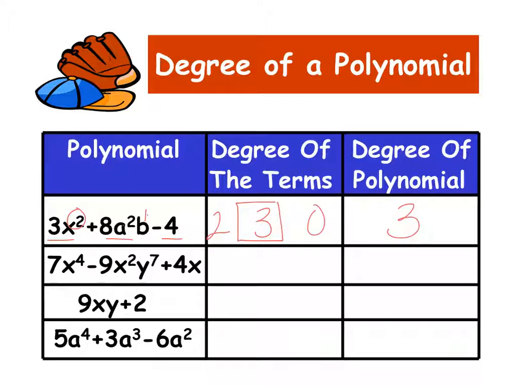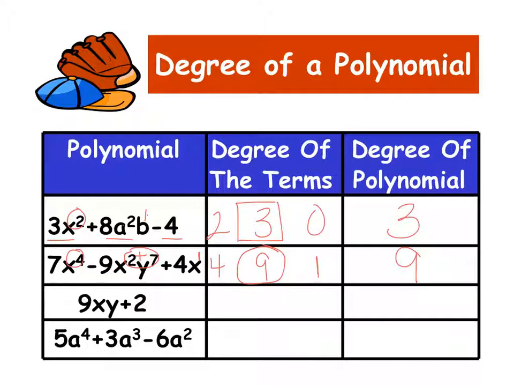Now I'm going to do the same thing with the next two. First term has degree 4. Second term has degree 9 when I add those together. And the last term has a degree of 1. It's not 0 because I have 1x there. And remember, if there's nothing written down, there's a 1 applied. But my biggest degree of monomials is 9, so my degree of the polynomial is 9.